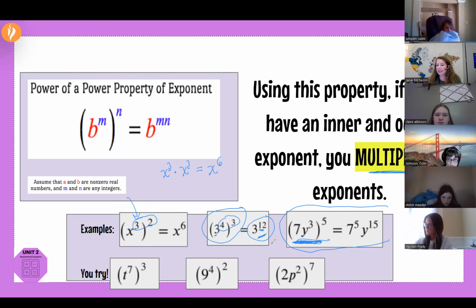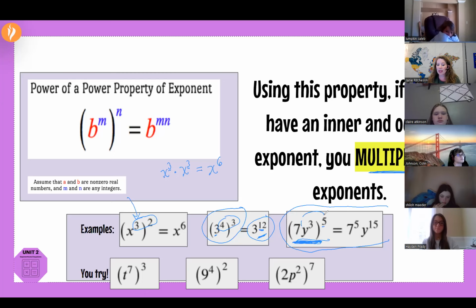Problems like this are easy to make a mistake because people forget that every single number and variable has an exponent of 1. If you do not see an exponent, it is a 1. So right behind this 7, there's an exponent of 1. When you have multiple things in the parentheses, more than one digit or variable, like this one where we have a digit and a variable, you have to distribute that 5 to every single exponent, including the ones that you don't see.